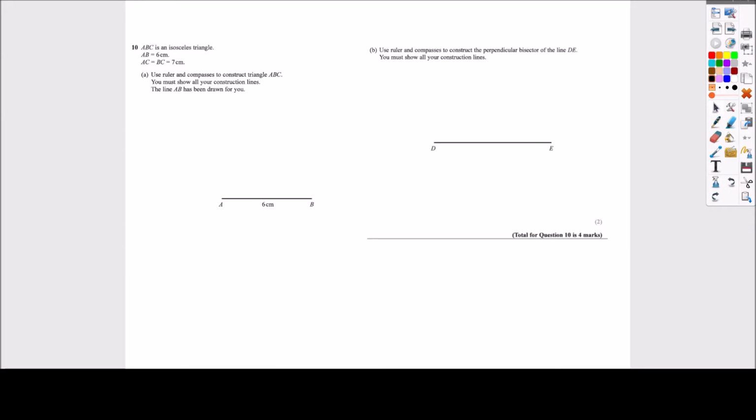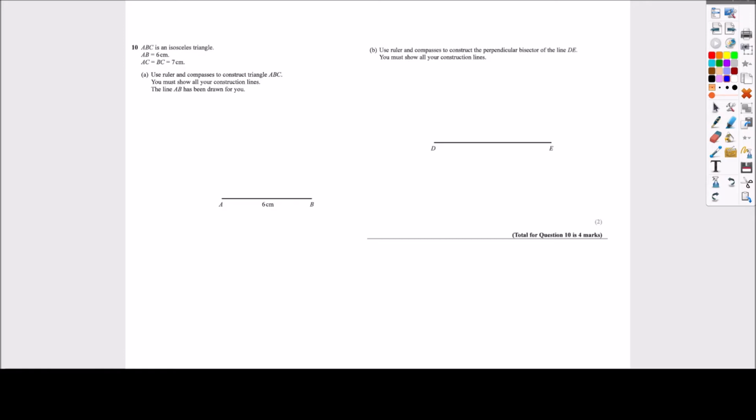Question 10. Now, I'm sorry, this isn't going to be great. I don't have a compass function at home where I'm doing this video, so you're just going to have to bear with me. So for 10A, use ruler and compasses to construct a triangle ABC, where the length from A to C and B to C is both 7. So C is going to be up here somewhere, and we need the length from that point to both A and B to be exactly 7 long.